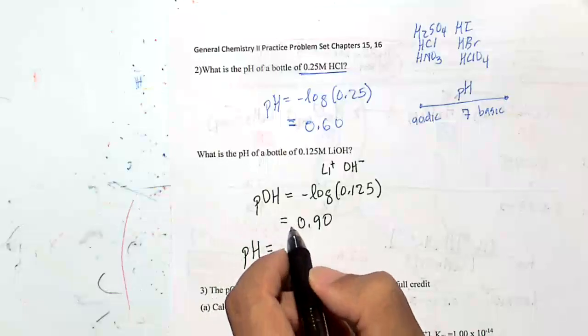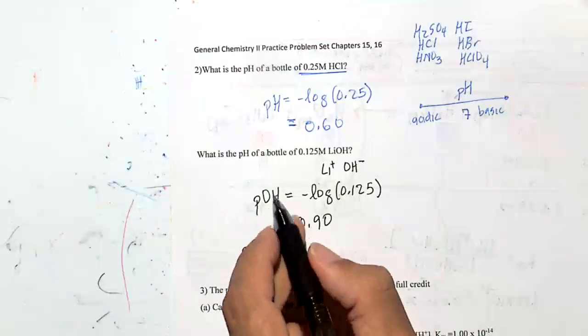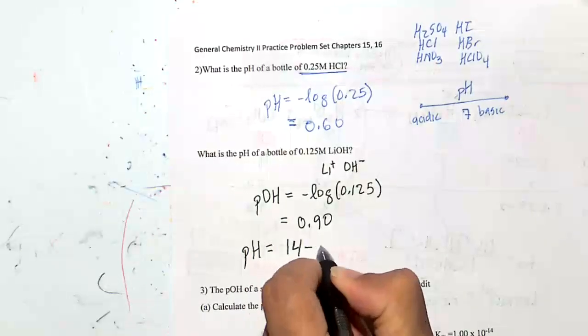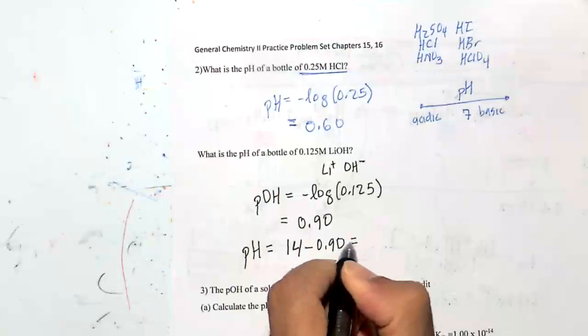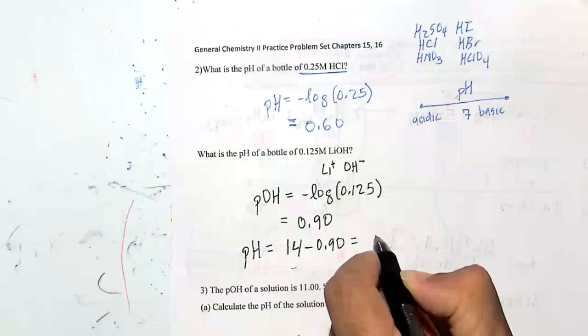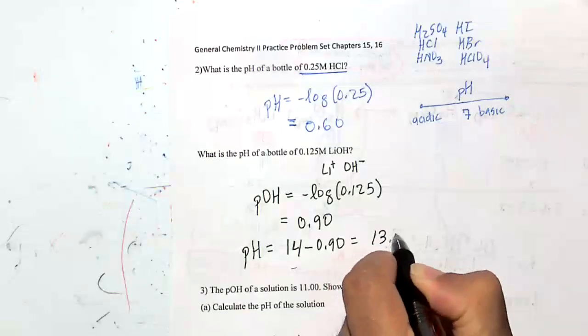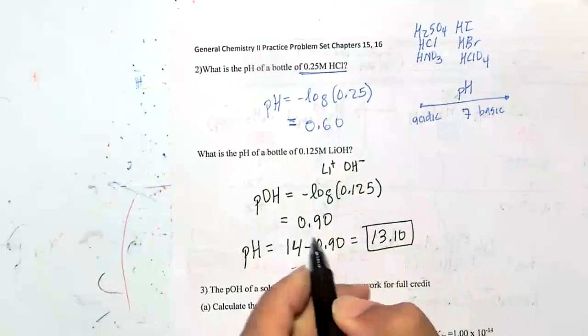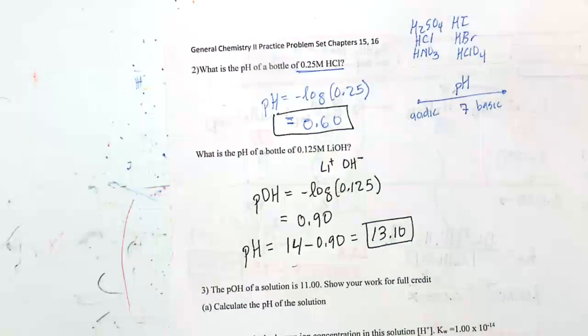How will we get pH? What's the relationship? pH plus pOH is equal to what number, Bailey? 14, so to get the pH, we subtract from 14 and get 13.10. So the difference between this problem and the previous problems: strong acid, strong base. The very first problem was a weak acid, where you have to go through an ice table, and you can use the low ionization assumption.